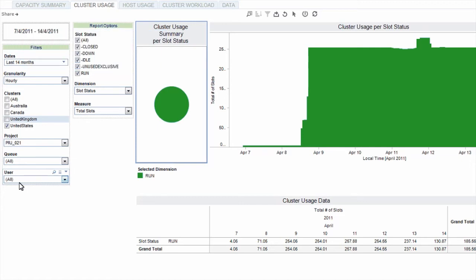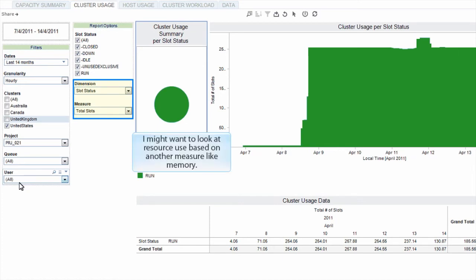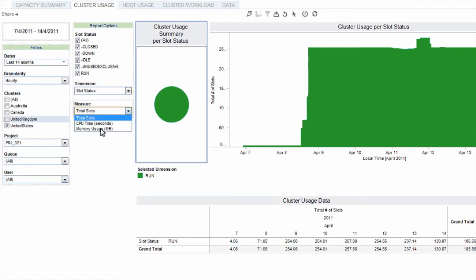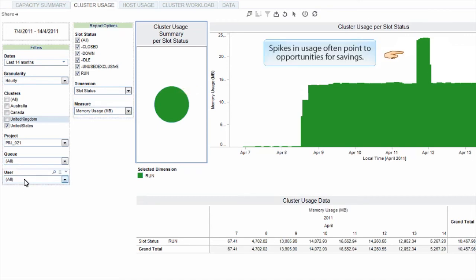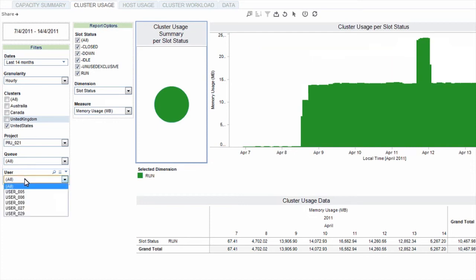This dashboard introduces the notion of measures and dimensions. So far I've been expressing my capacity based on job slots, but I might want to look at capacity based on another metric, like memory. Now our view changes and we're seeing memory use by this project. Spikes in usage like this one often point to opportunities for cost savings, as we'll see in the next modules.